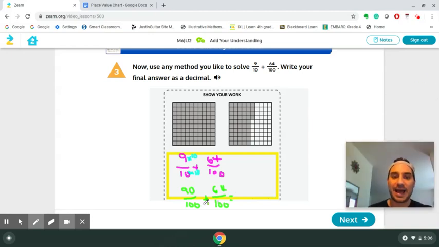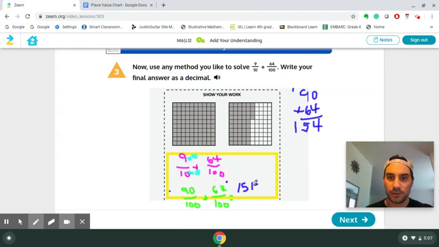All right, and when I add these together, 90 plus 64, we'll do it out here. 90 plus 64. 0 plus 4 is what? 4, correct. 9 plus 6 is what? 15, carry 1, which drops right down. Our answer is 154. And remember, we do not add our denominators together.